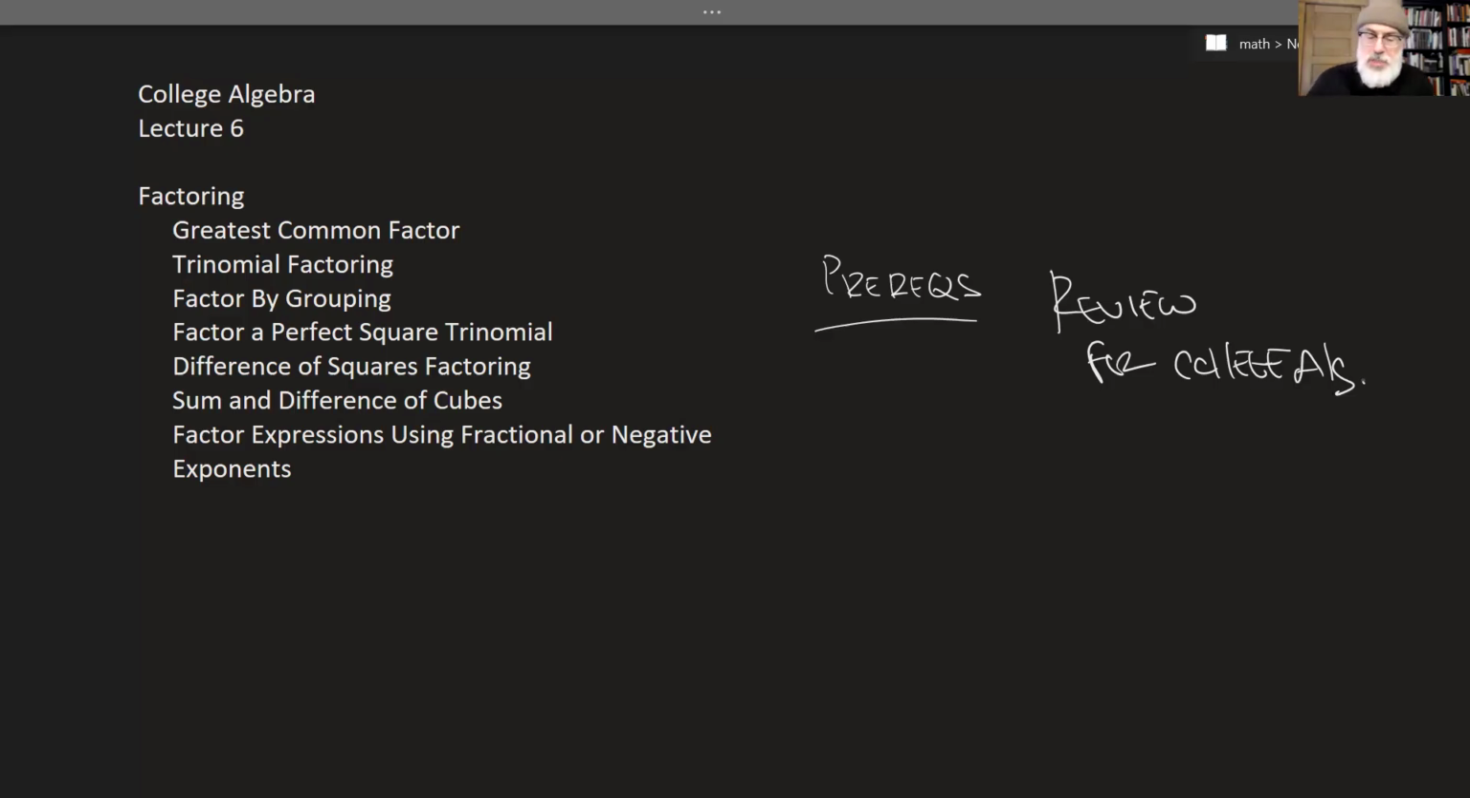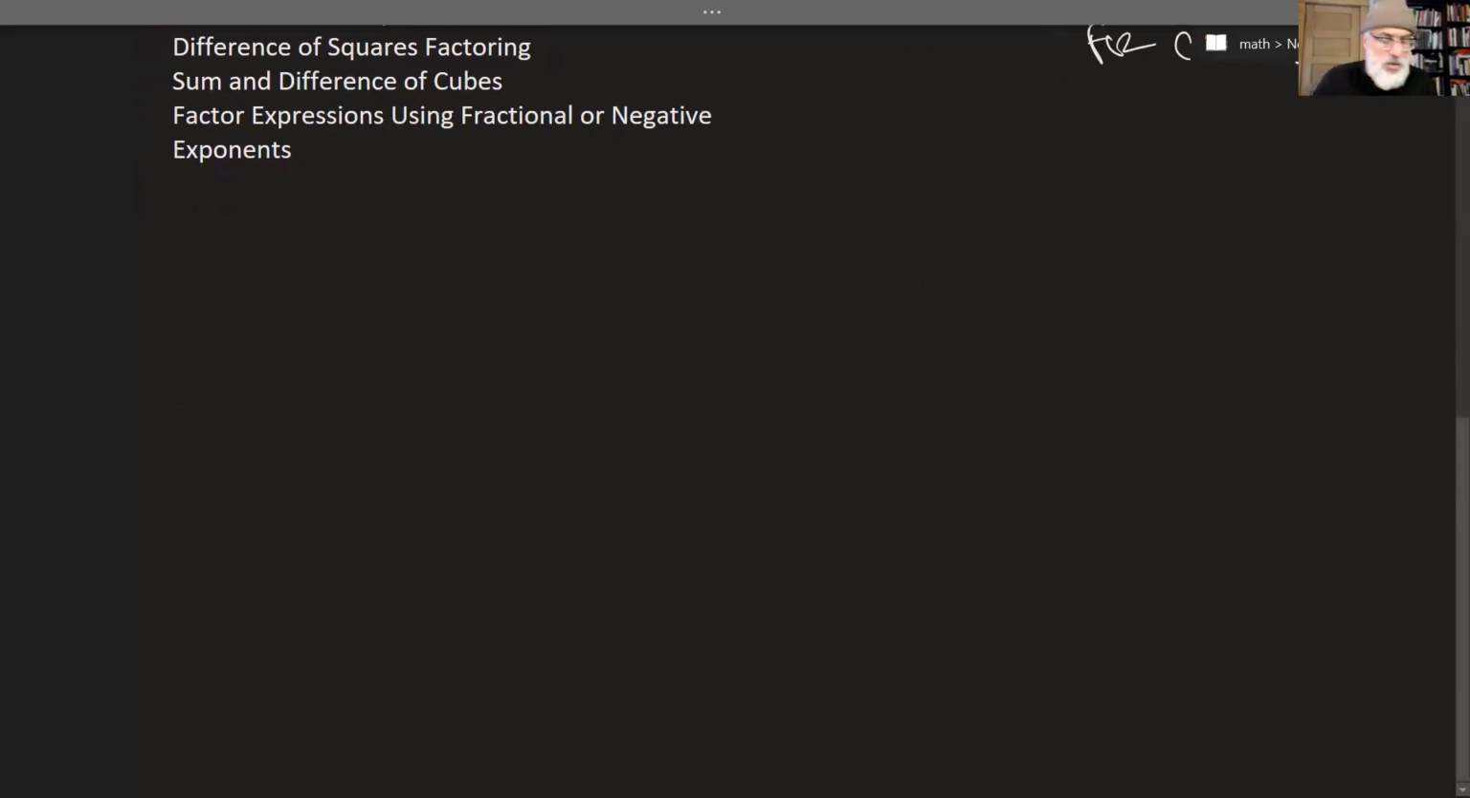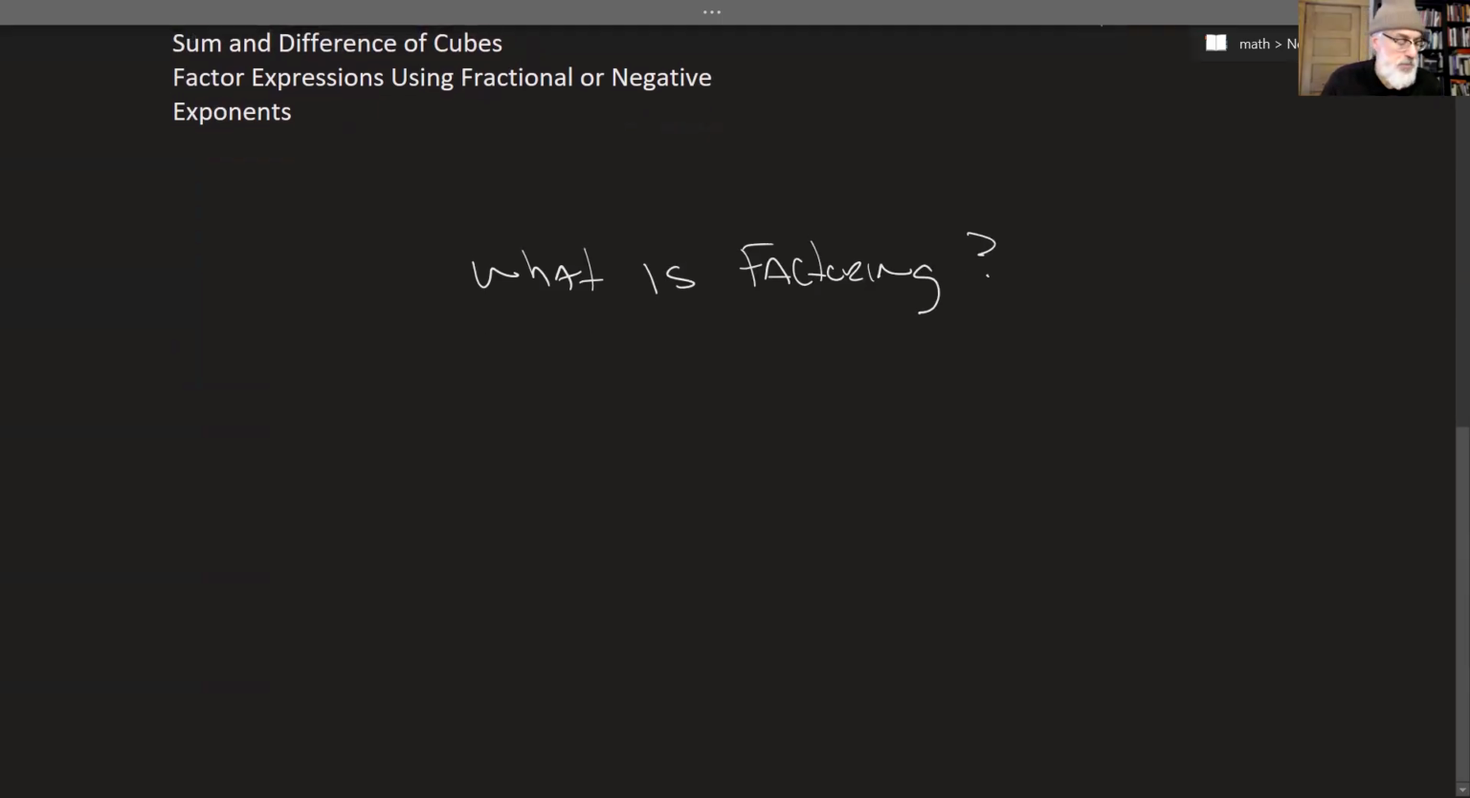So let's begin. The first thing we should look at is, what is factoring exactly? When we say we're factoring something, what do we mean? Well, let's think of a number. So consider the number 36.